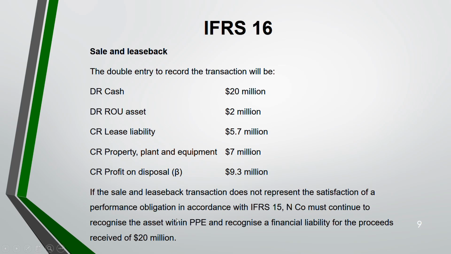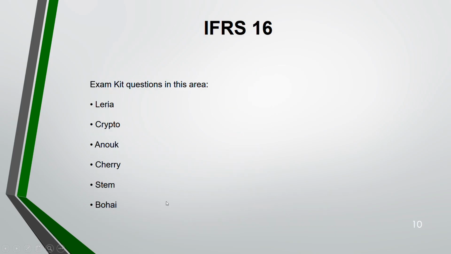Now, if the sale and leaseback transaction does not represent a sale, then N will continue to recognize the asset within its PPE and will recognize a financial liability for the proceeds that they have received, which is 20 million.